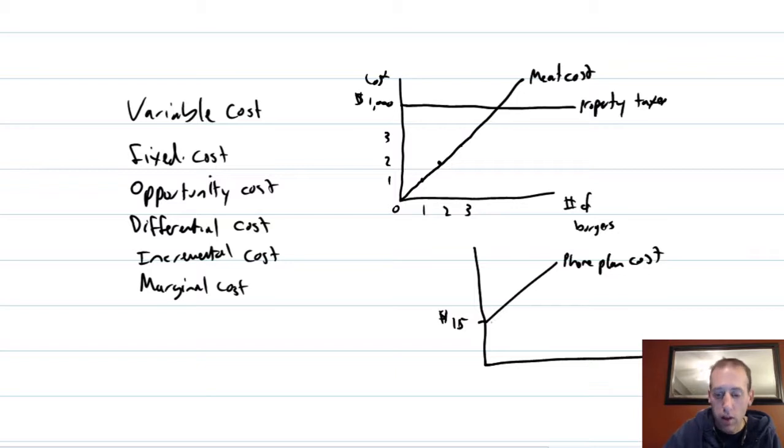Okay, so we call this type of cost, one that doesn't start at 0 but isn't fixed, a mixed cost because it's a bit variable and a bit fixed. Let's move on to our other 4 cost concepts here. Opportunity cost is the cost of giving something good up. So it's sort of the best alternative that you're giving up. That's considered your opportunity cost.